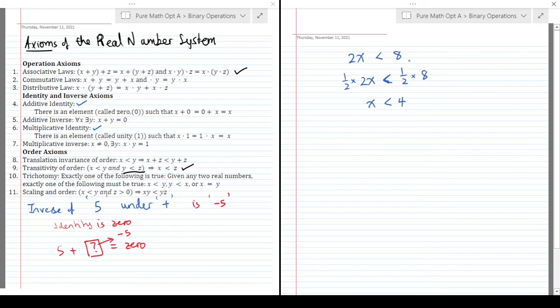Anyway, the law or the axiom that enables you to just divide or multiply by a positive number throughout is this last order axiom here, which is the scaling and order. So if x is less than y and z is a positive number, then you can multiply z on both sides, and the inequality remains true, right?